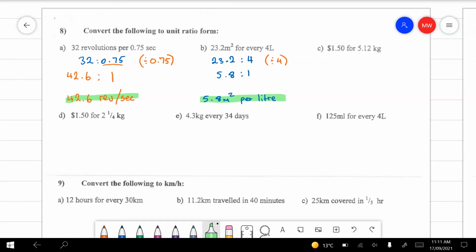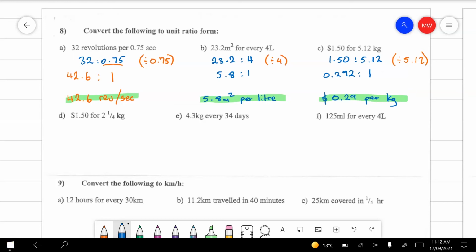Next one, I've got $1.50 for every 5.12 kilos. And that when we go to the shop, we get a price per kilo. So that means what we're going to do is we're going to divide both sides by 5.12, and I'll end up with a new ratio of 0.292, so basically 29 cents per kilo. So 29 cents a kilo.